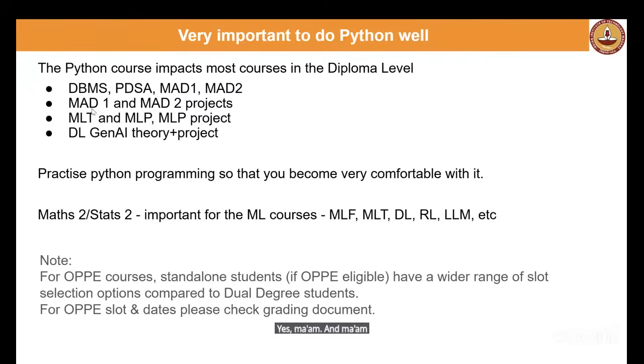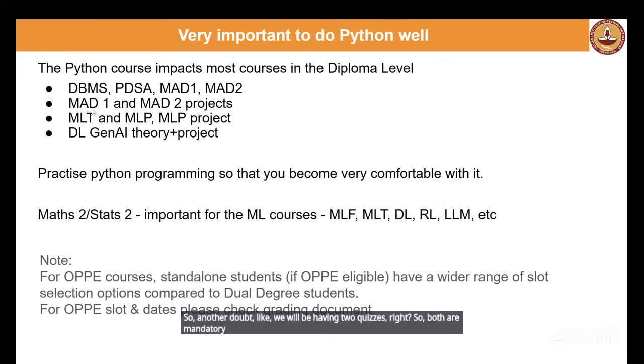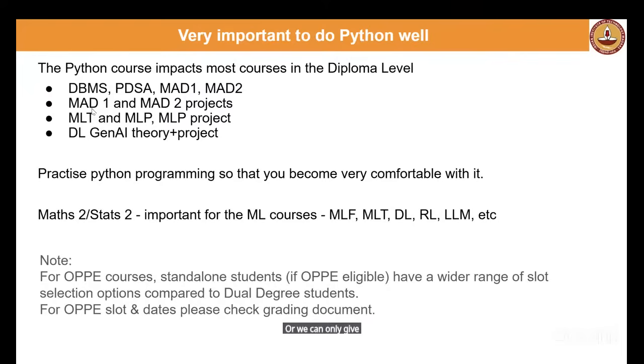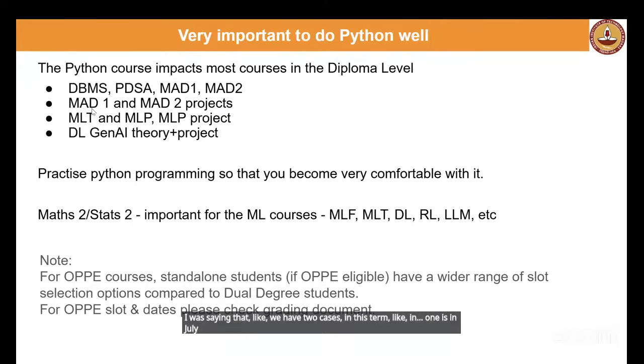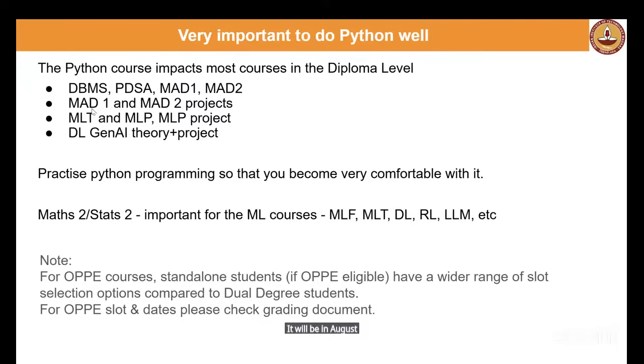Yes, ma'am. And ma'am, also another doubt, like we will be having two quizzes, right? Both are mandatory, or we can only give one and continue? Sorry, I didn't understand you. I was saying that we have two quizzes in this term, one in July and the other one in August and then the end term exam, right? Correct. Both are mandatory, or can I only give one and then directly give the end term exam?